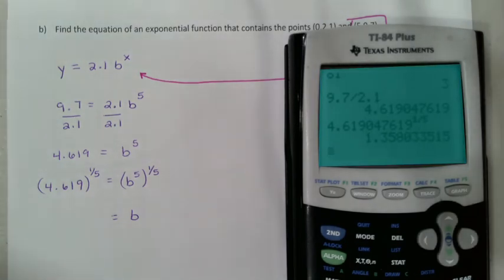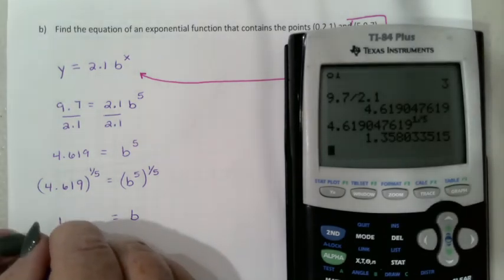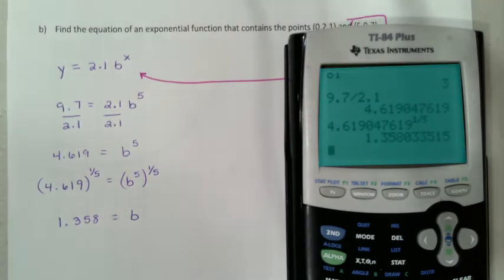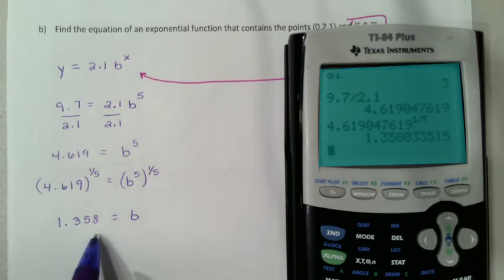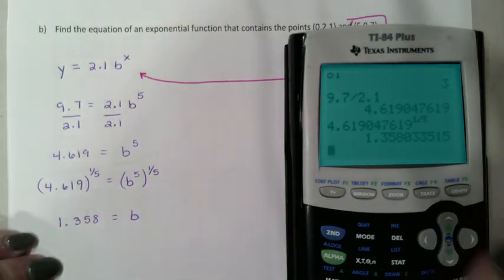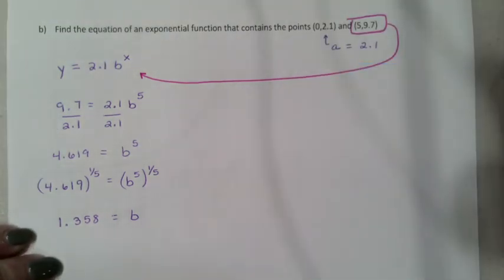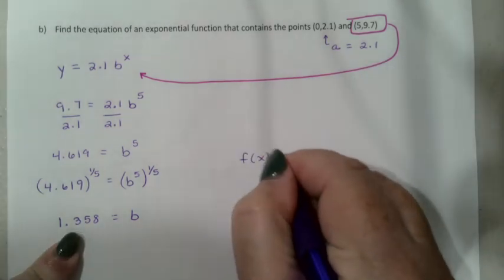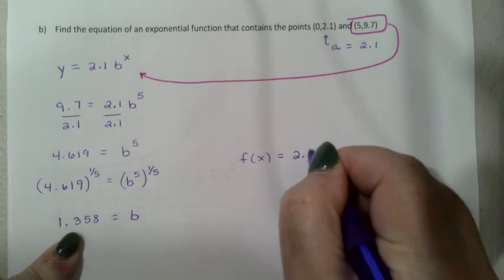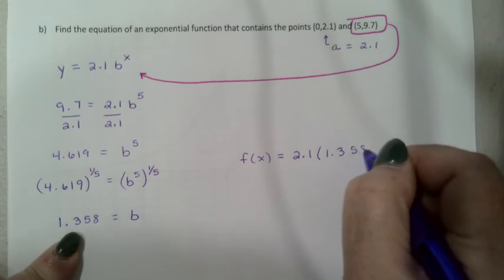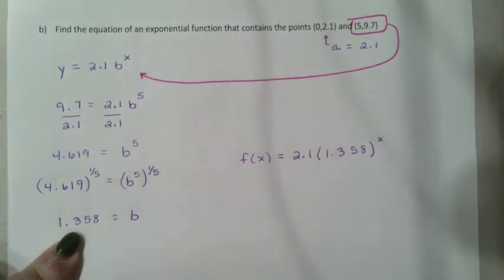And I get about 1.358. Now that's my final answer for b, so I'll have to round at some point, and my math lab will normally tell you how far. I'm going to go ahead and keep 3 decimal places. We'll see that strategy a few times here in this section. All right, I know a and b, so I'm good to go. f of x is 2.1 times 1.358 to the x power.